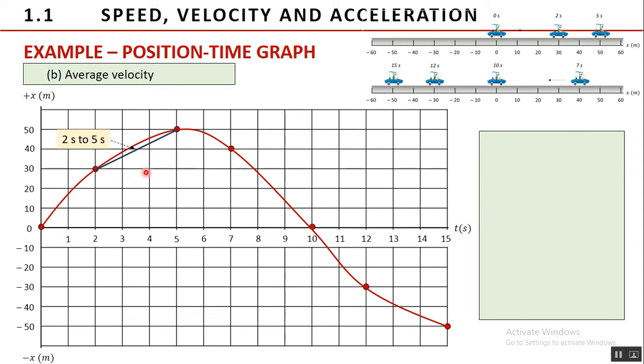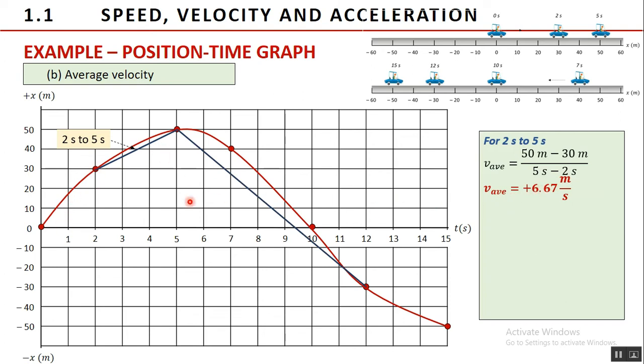So for 2 seconds to 5 seconds, this is the line, and the slope, or the average velocity, is 50 meters minus 30 meters, divided by 5 seconds minus 2 seconds. The average velocity between this time interval is positive 6.67 meters per second.